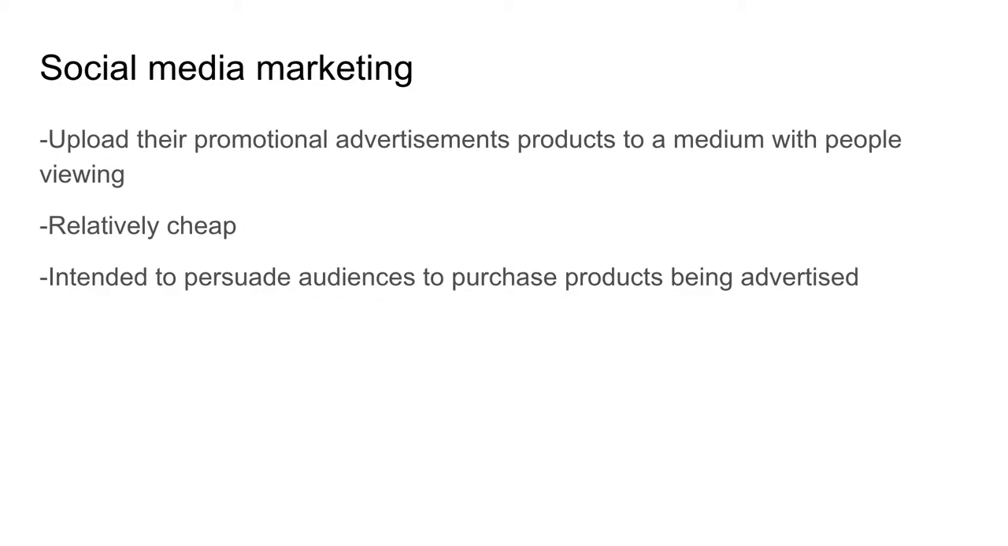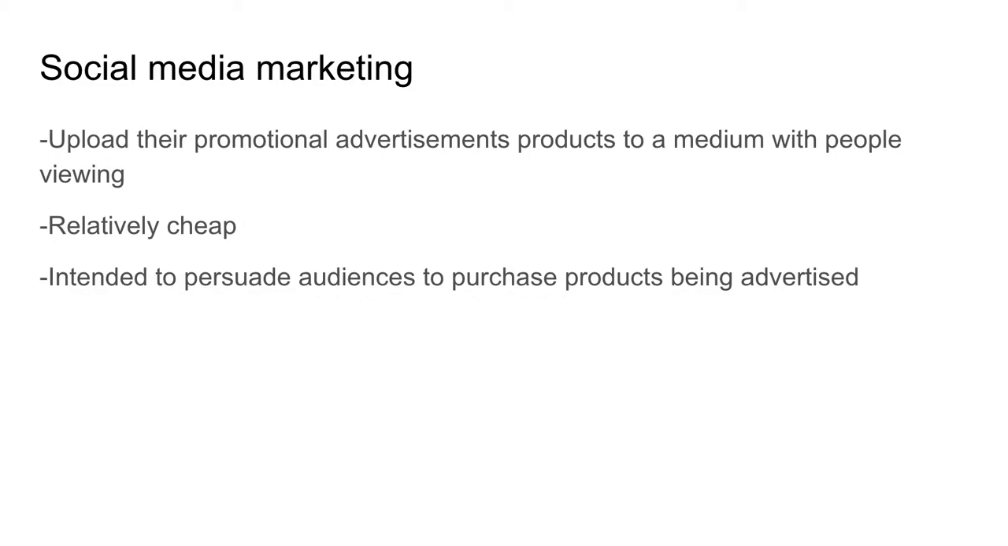Social media marketing now is relatively similar to viral marketing. What it is basically is uploading promotional advertisements of products to a medium for people to view. What social media is, essentially, is a platform where a large group of customers, a wide variety of customers, always use it, meaning that the range of audience will be very wide. Hence why it is going to be a very good strategy for companies to advertise there.